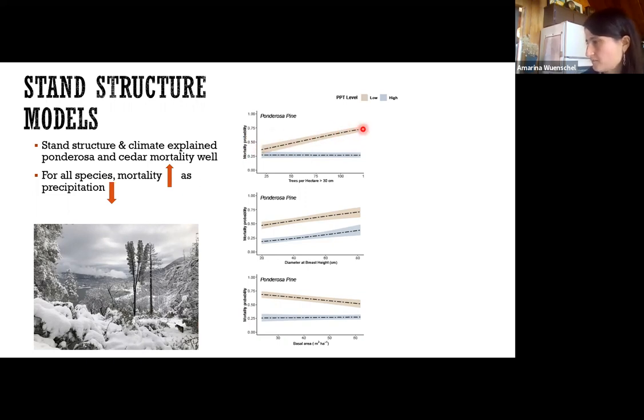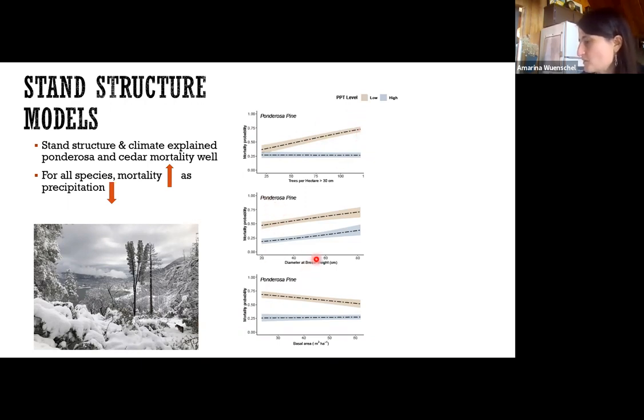And so we interpret that to be that in areas where there were a lot of large ponderosa pines, the insects were attracted to those sites. We know they prefer large pines. And so therefore, when there were a lot of those, there were a lot of hosts around and more trees died.